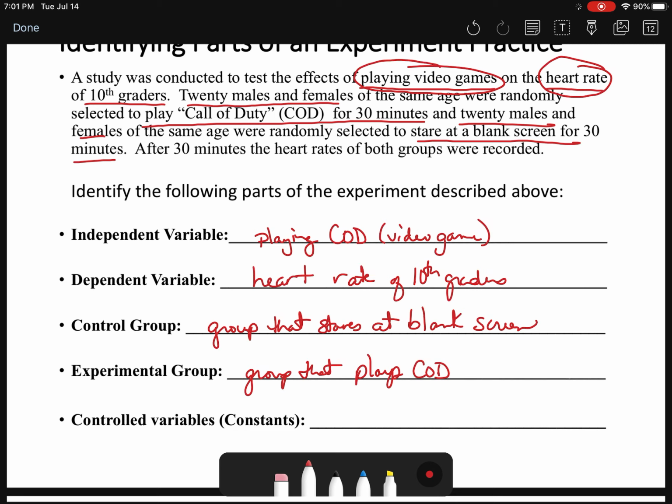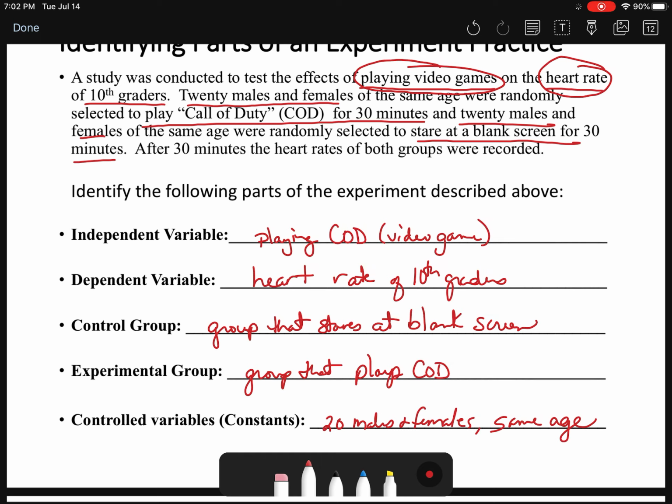What things did they keep the same? If you look back up there, what did they keep the same? Well, they had 20 males and females in each group. Same age. Okay? So those are the things they try to keep as the same as possible between the two groups. The only thing they made different was that they allowed one to play Call of Duty for 30 minutes and the other one stared at the blank screen for 30 minutes.